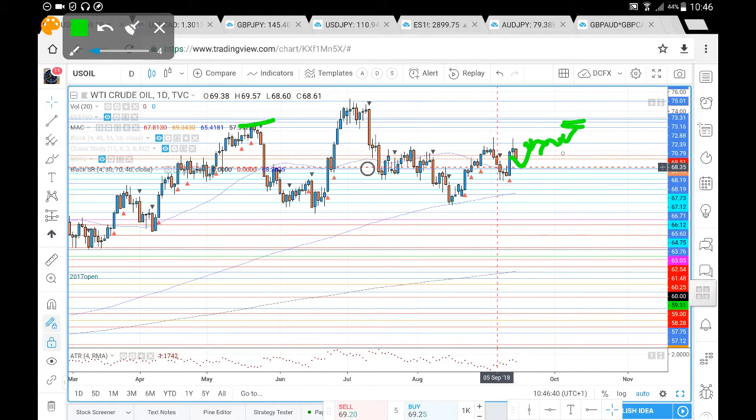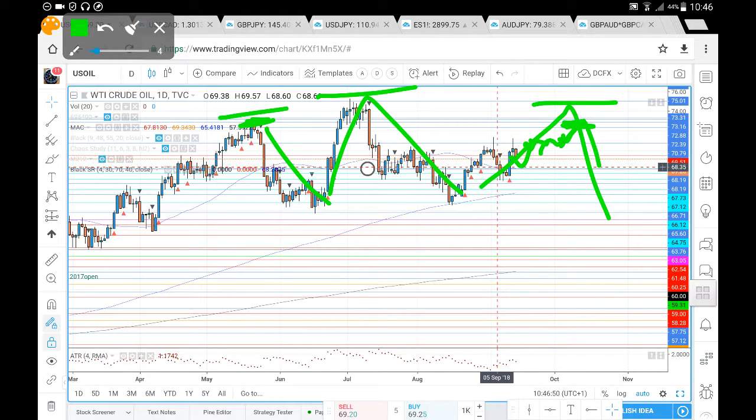Now in around 72.88 and that 73.16, there remains possibility of finding resistance at that level, and if that is the case, there remains a possibility of putting in a bit of a head and shoulders pattern here on the US oil, which is a bearish chart pattern which could potentially see us head back towards that 64.75 on the US oil.